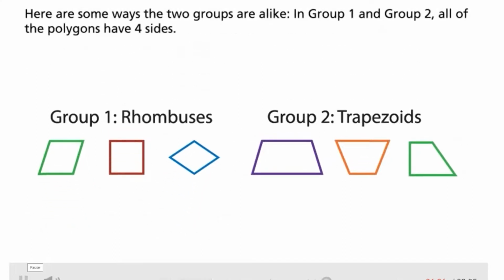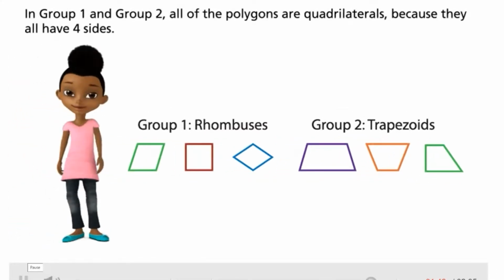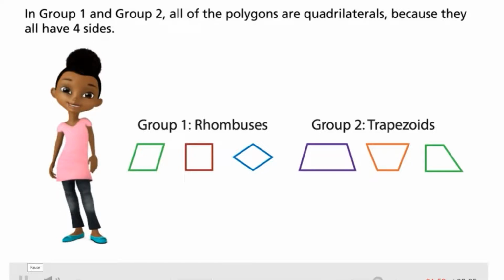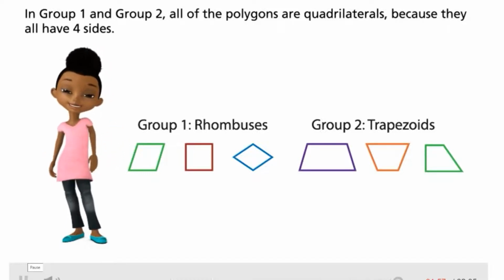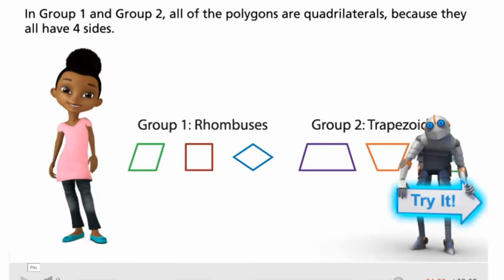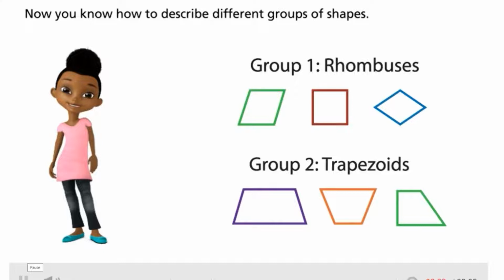Here are some ways the two groups are alike. In Group 1 and Group 2, all of the polygons have 4 sides. In Group 1 and Group 2, all of the polygons have 4 angles. In Group 1 and Group 2, all of the polygons are quadrilaterals because they all have 4 sides. All polygons with 4 sides are quadrilaterals. Now you know how to describe different groups of shapes.